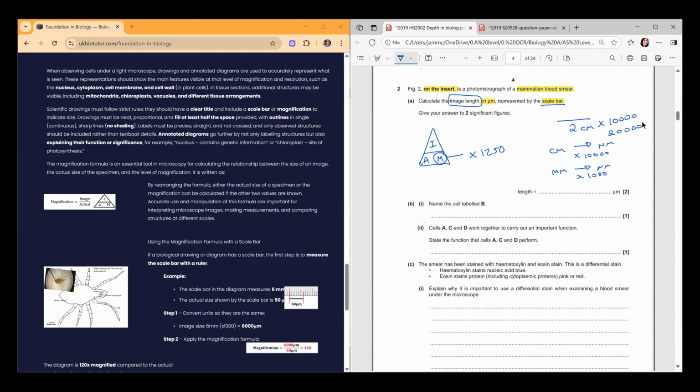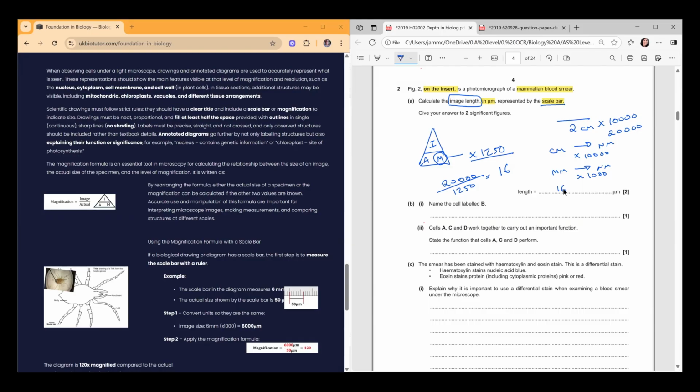Therefore, I've now got 20,000 micrometers. So if I know that my scale bar is 20,000 micrometers, and I know that I have got times 1,250, I then need to divide them. I am just going to double check. So I would do my 20,000 divided by my 1,250, and that would give me an answer which is 16.